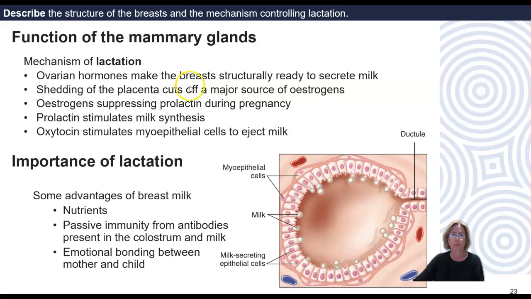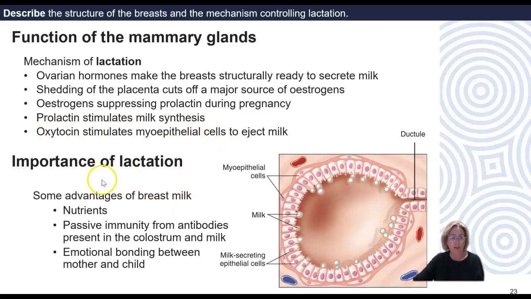Ovarian hormones make the breast structurally ready to secrete milk. When the baby is born and there's a shedding of the placenta, that cuts off a major source of estrogens. And estrogens suppress prolactin during pregnancy. So once the estrogens are shut off, the prolactin then stimulates milk synthesis. And remember, oxytocin stimulates the myoepithelial cells then to eject milk. So the prolactin is involved in milk synthesis and the oxytocin is involved in milk letdown.